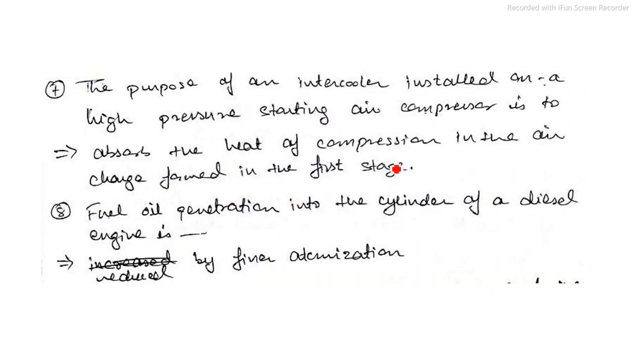Next is the purpose of an intercooler installed on a high pressure starting air compressor, so we know that it is to absorb the heat of compression in the air charge formed in the first stage. So after the first stage of compression there is heat generated. The intercooler is there so that this heat can be reduced. Then fuel oil penetration into the cylinder of a diesel engine is reduced by the final automation.